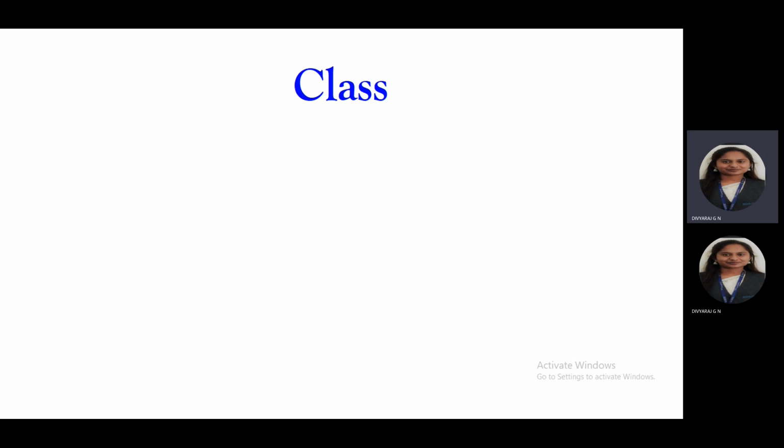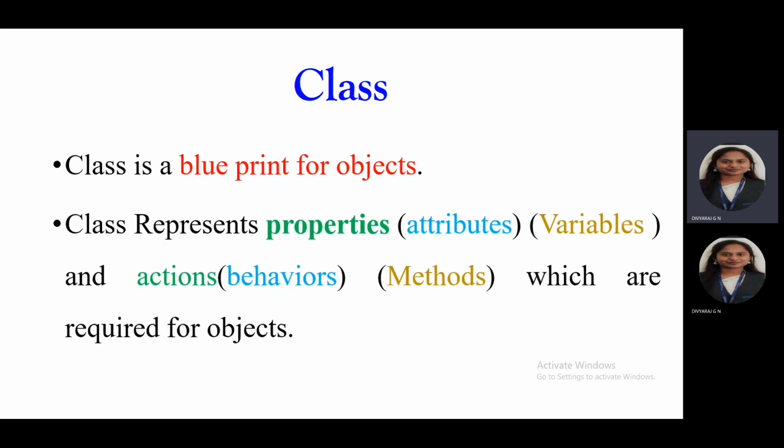Okay, so now let's brush up whatever I have explained in the last videos. So in brief, class is a blueprint for object, and class represents properties and actions. So within a class you can have properties and actions. Another name for properties and actions: property you can also call it an attribute, and action you can call it a behavior. So these are synonyms in classes and objects. So attributes are nothing but variables, and behaviors are nothing but methods.